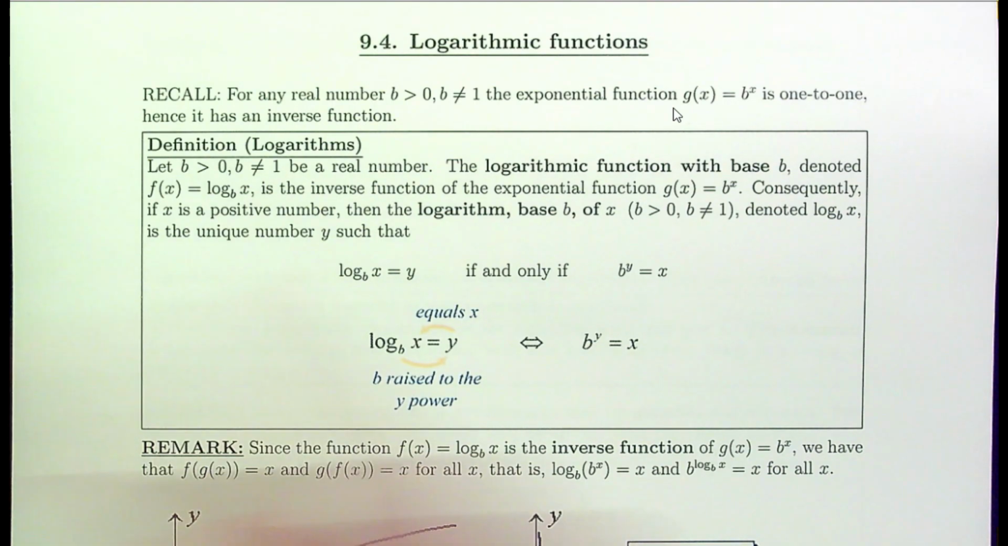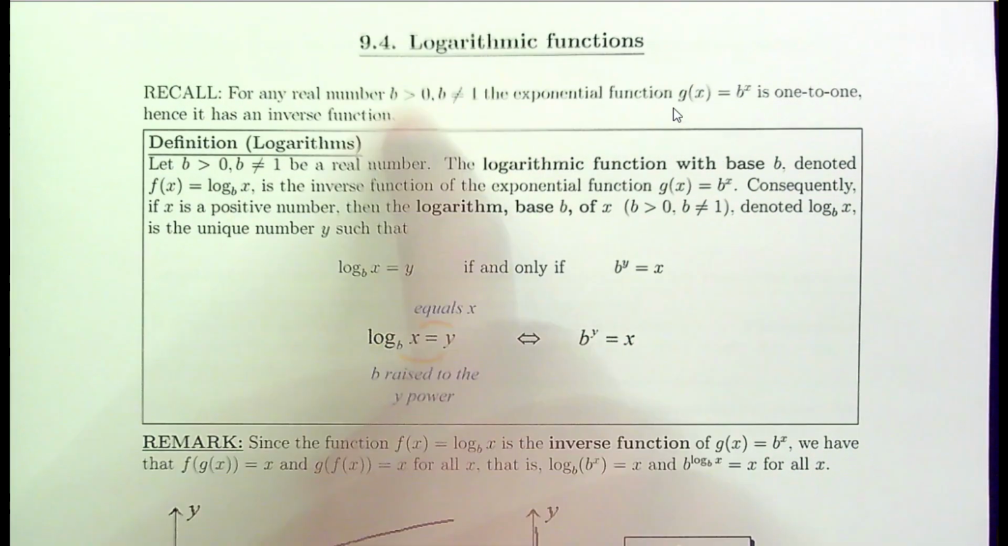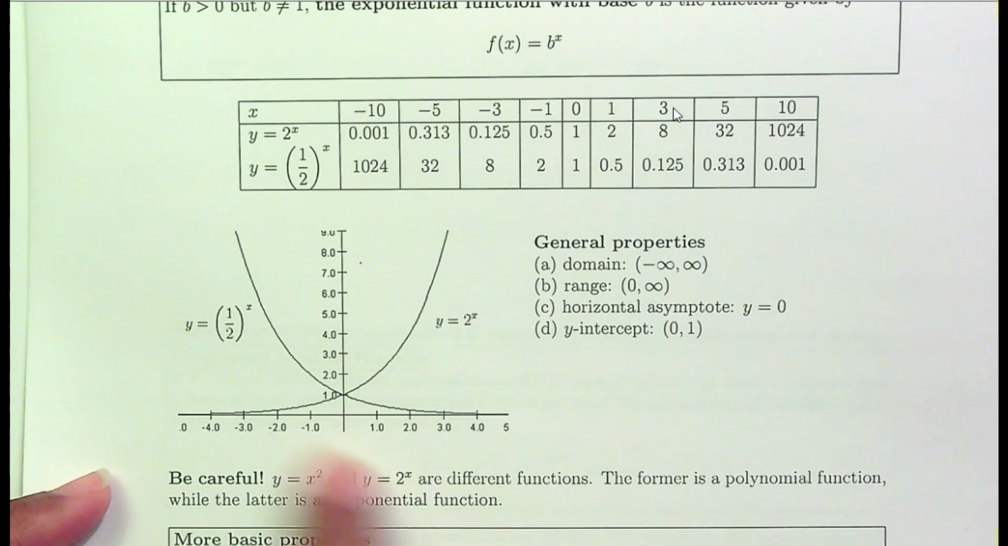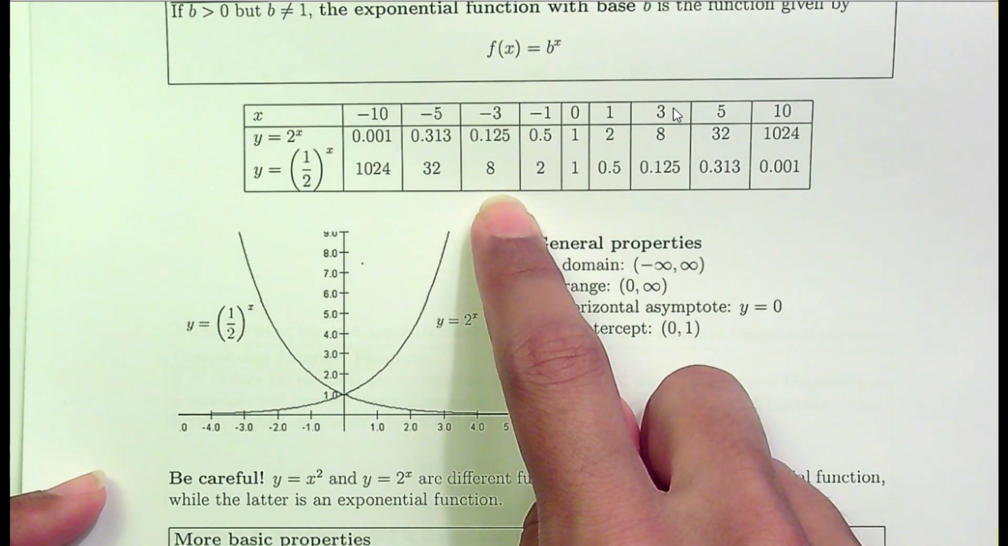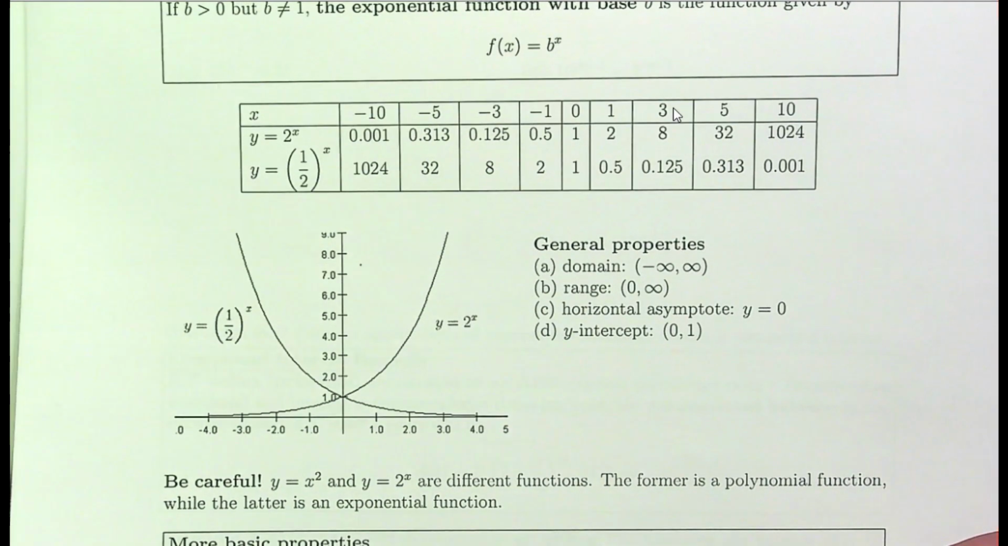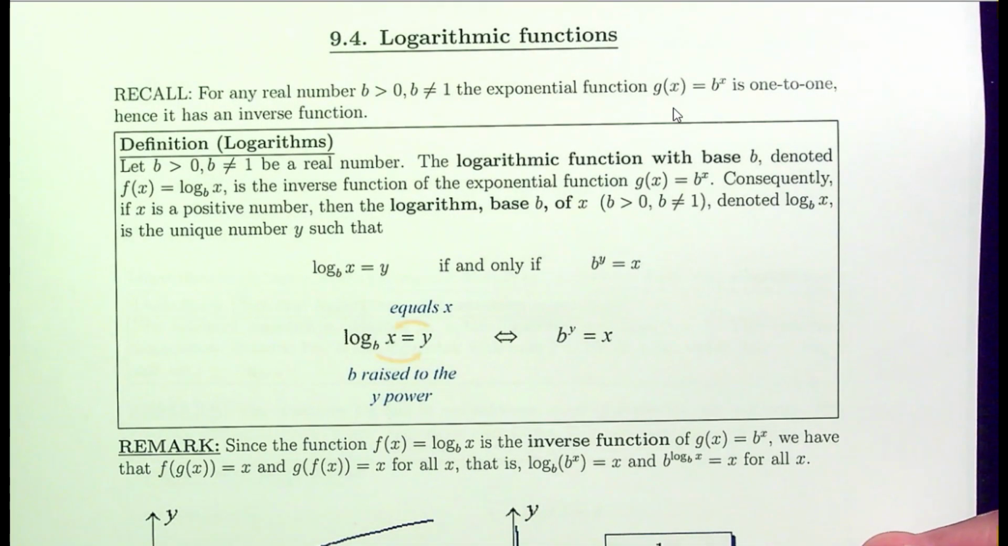Remember that if you have any positive real number b different from 1, then the corresponding exponential function is one-to-one, because if you remember the graph, it passes the horizontal line test. These are the graphs of the exponential functions. If b is bigger than 1, it looks like this. If b is between 0 and 1, it looks like that. So regardless of what b is, it passes the horizontal line test, so it is a one-to-one function, and therefore is going to have an inverse.